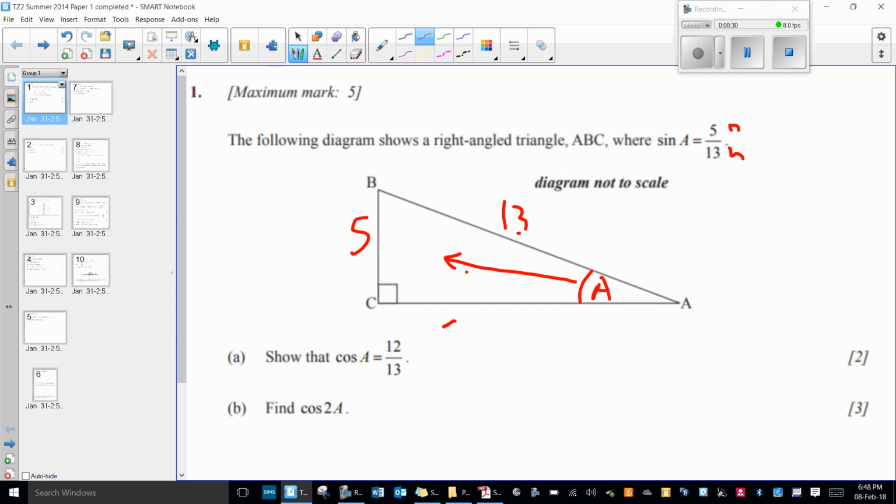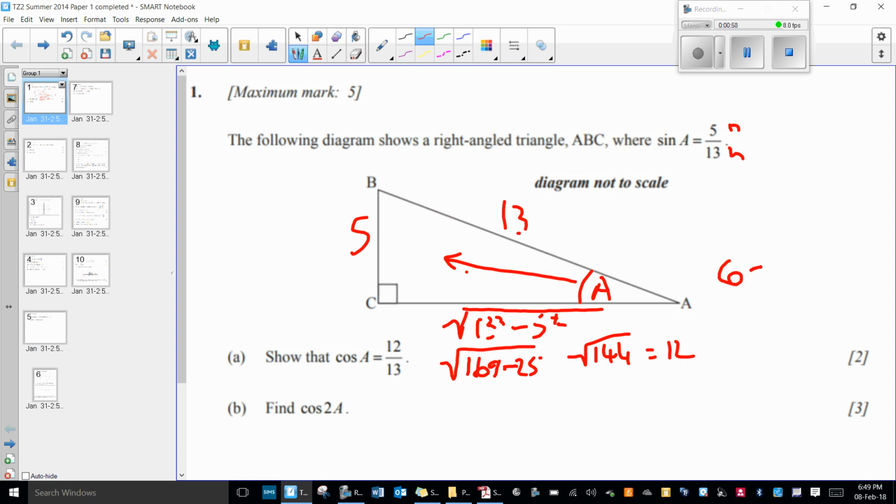13 squared minus 5 squared. It's minus because it's a short side. That's 169 take away 25, which is 144, which is 12. And we know that the cosine is adjacent over hypotenuse, which in this case is now 12 over 13.